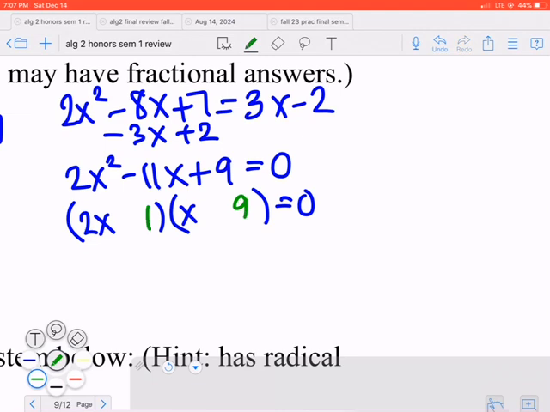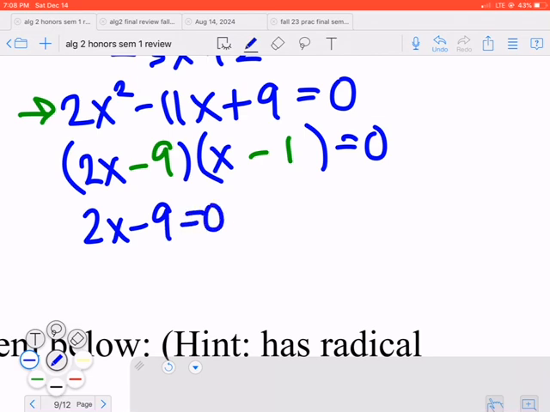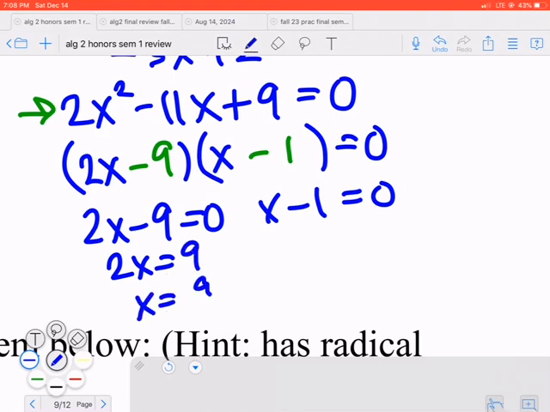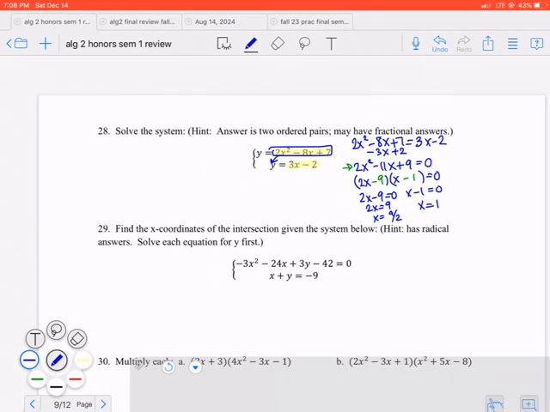So let's try 9 and 1. That would be 18x, that would be a minus x. That's not working. So I'm going to try the 1 here and the 9 here. Outside is minus 2x. Inside is minus 9x. That gives us the 11x. So this foils to this guy, so that means I factored it right. So therefore 2x minus 9 equals 0, x minus 1 equals 0. 2x equals 9, x equals 9 halves. x equals 1.